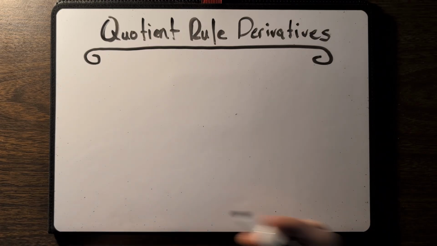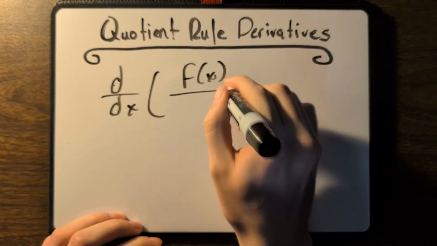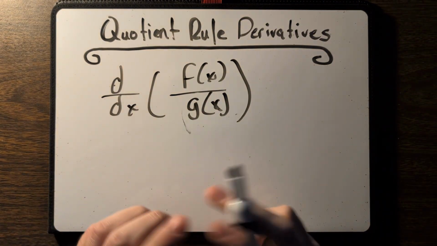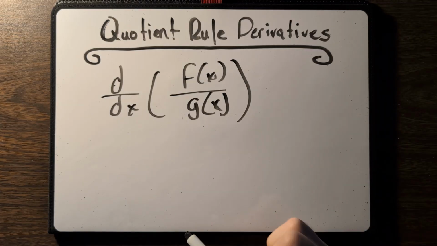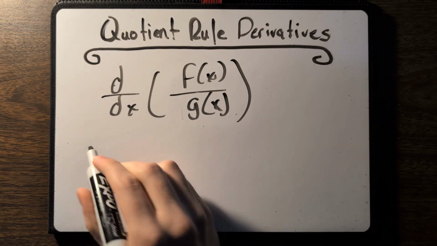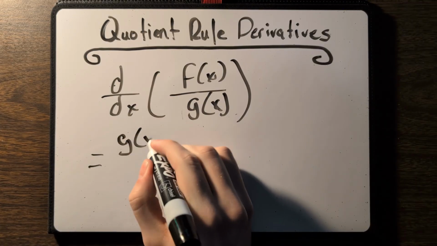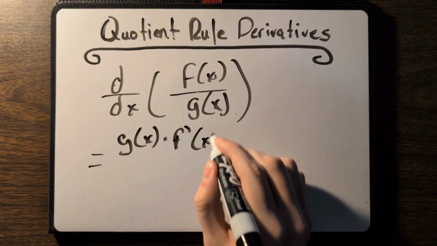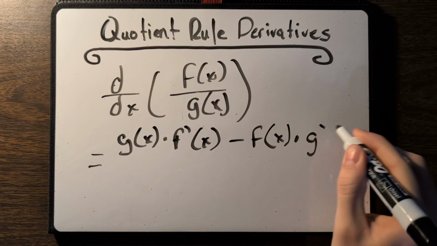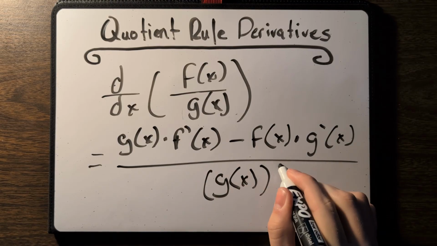Alright, let's get started. So when we look at another form that we could encounter, where instead of having product rule, two functions multiplied together, we have two functions divided by each other. So we have f of x over g of x. Now we get a different formula, but it follows this rule. So we have g of x times f prime of x minus f of x times g prime of x over g of x squared.